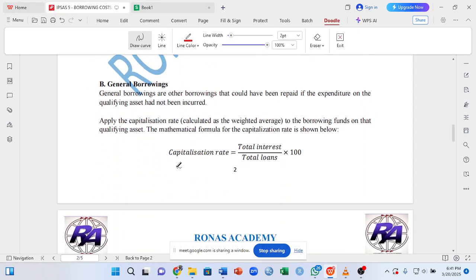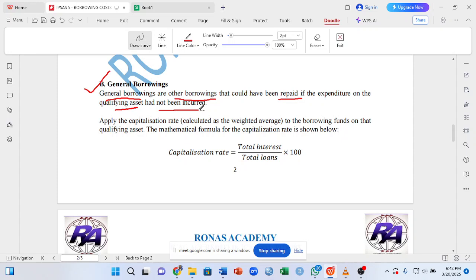Okay. And since we are done with that, we'll go straight into general borrowings. General borrowings is when you didn't go for a specific loan for that particular qualifying asset. As a firm or an entity, we may have several loan facilities. If we want to undertake a project and we realize that we don't have the needed funds, we just pick the amount of money from our pool of debt, from the numerous loan facilities we have. So in the case whereby the qualifying asset was financed from your general facility of loans, it falls under general borrowing. General borrowings by definition are the other borrowings that could have been repaid if the expenditure on the qualifying asset had not been incurred. So they are the other borrowings that you used in financing your qualifying asset.